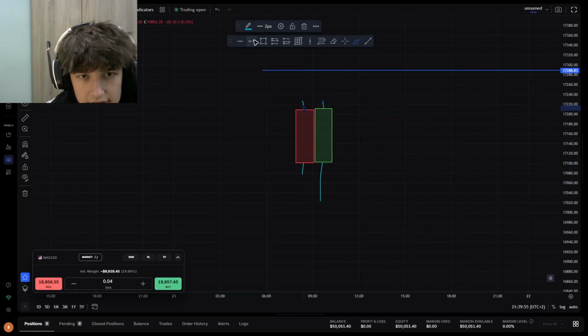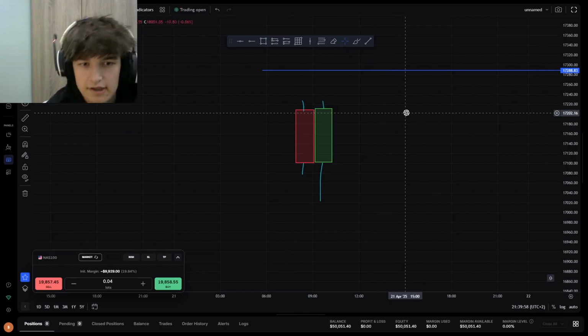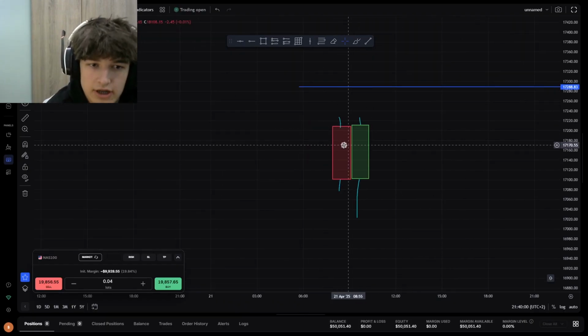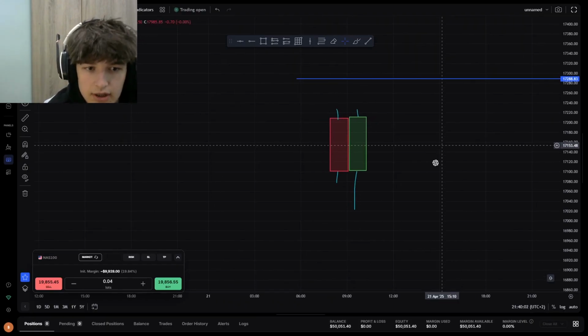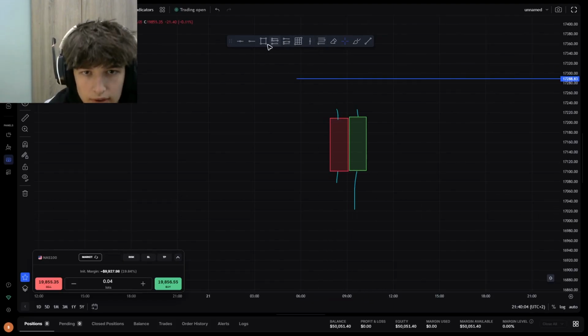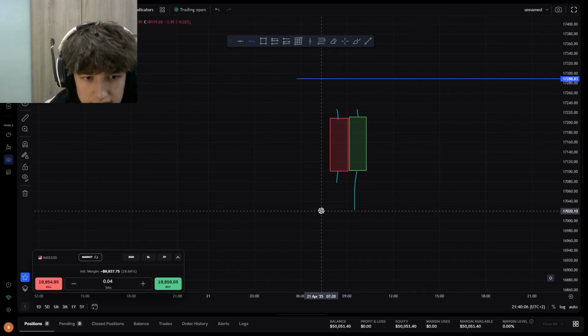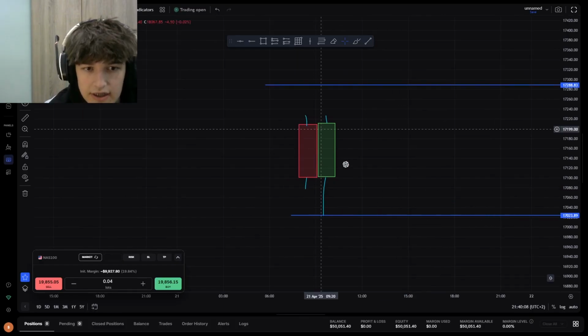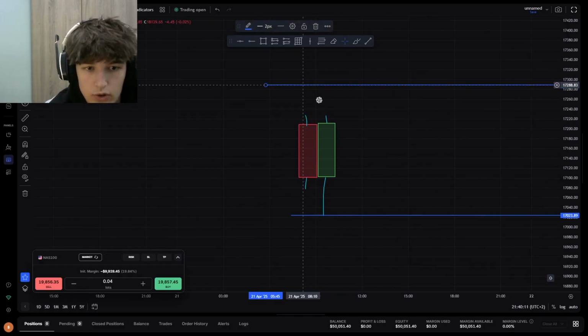Boom, like this. So this is your low. It's characterized by a bearish candle first and then the bullish candle, and the low will be the lowest point of the two candles' wicks. So right here, this is going to be your low.